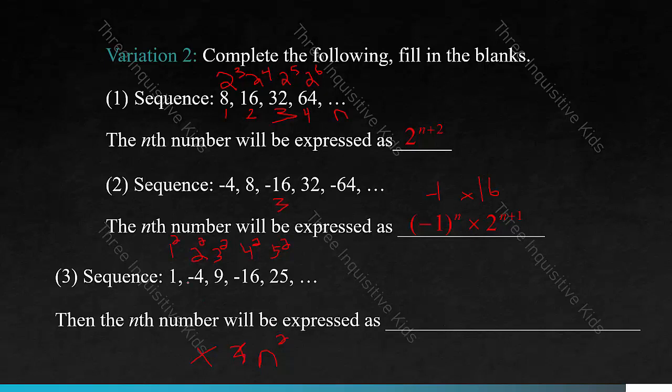Now what do we do with these numbers that have negative signs in front of them? Well, it would be -1 to the n plus 1 or -1 power. So our answer would be these two expressions. Both of them are correct.